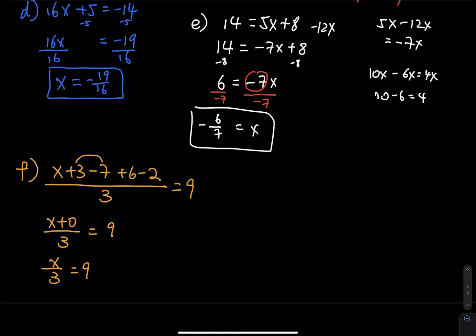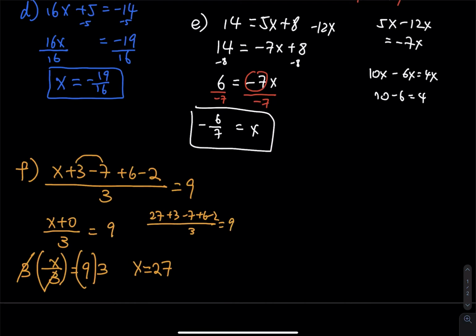And then you have 3 times 9, right? So you multiply 3 on both sides. Because that is in the denominator, you multiply by 3 on both sides. That's how you get rid of the 3 in the denominator. Then x is equal to 27. So you plug in 27 plus 3 minus 7 plus 6 minus 2, divided by 3 equals 9. You will get 27 divided by 3, which is equal to 9. So I know my x equals 27 is correct.